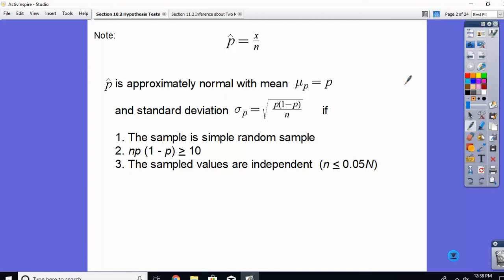We were able to use all of our strategies if n times p times 1 minus p was greater than or equal to 10, and it was less than 5% of the entire population. It also had to be a simple random sample. It has to be random, but the two conditions that I really made you check over and over again were that it was less than 5% of the population and the greater than 10. So we're continuing to talk about the p hats, and those assumptions still have to be true in order for us to do the things that we need to do.